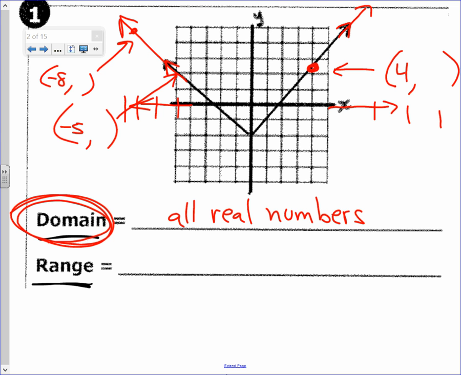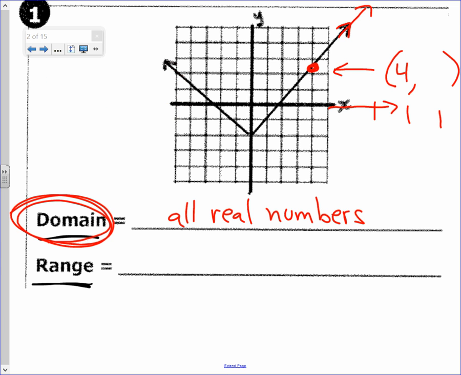Coming to a theater near you. That's coming next week. A way of communicating domain and range. Yes. My bad. Here we go. All right. How about the range? One more time.